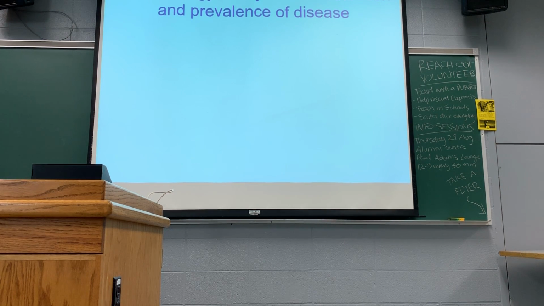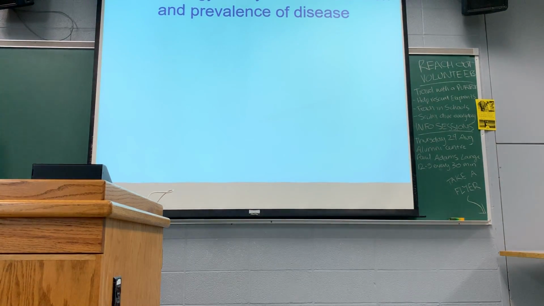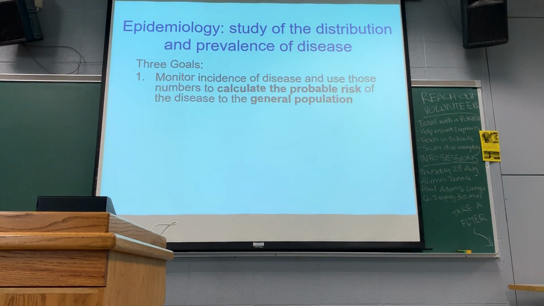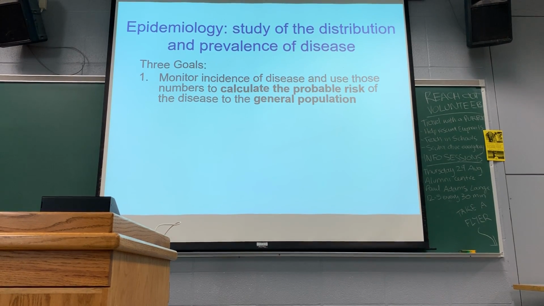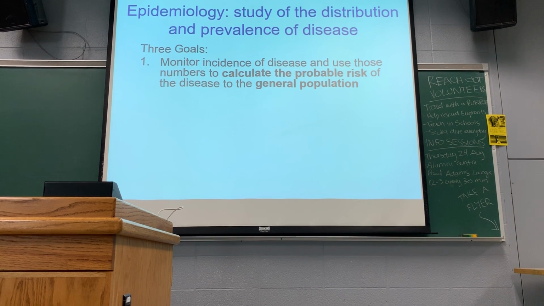Okay, so epidemiology. Epidemiology can apply to cancer. In this class, we're thinking about it in terms of cancer, but this could apply to any disease. Simply stated, it's up there on the slide: the study of the distribution and prevalence of a disease. The idea of an epidemiologist is to try to figure out three main things. They have three goals. The first one is to monitor the incidence of disease. By incidence, the incidence is basically the rate at which a disease is diagnosed.